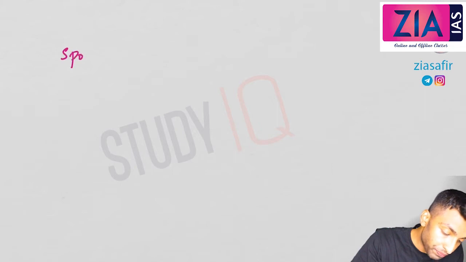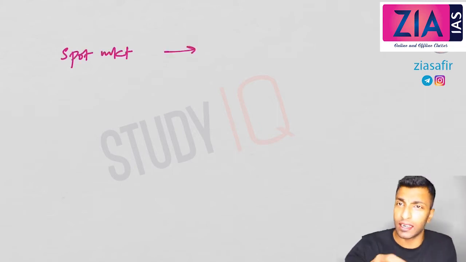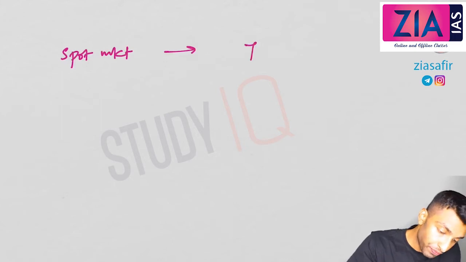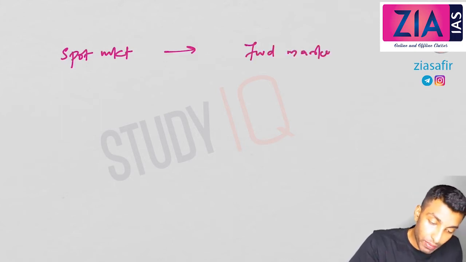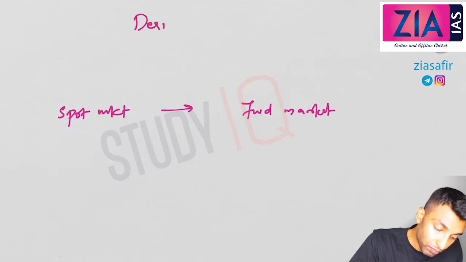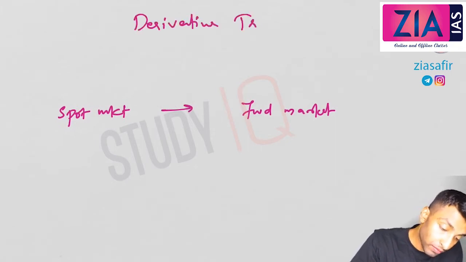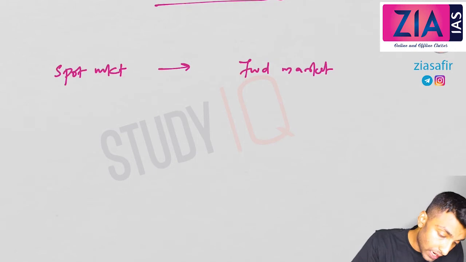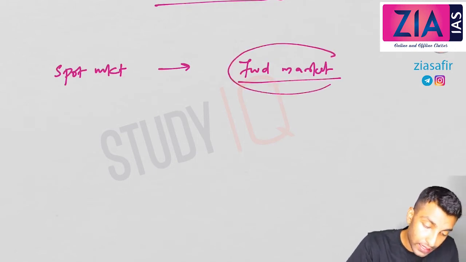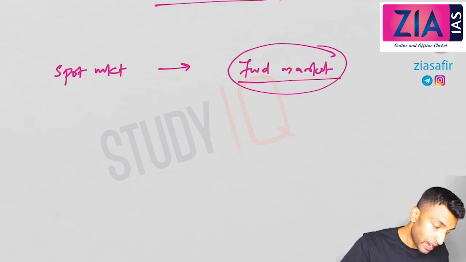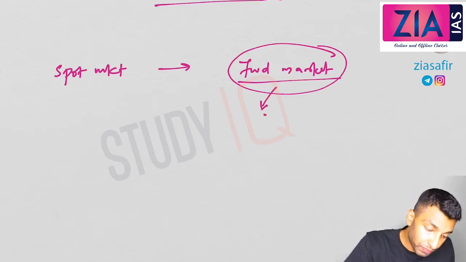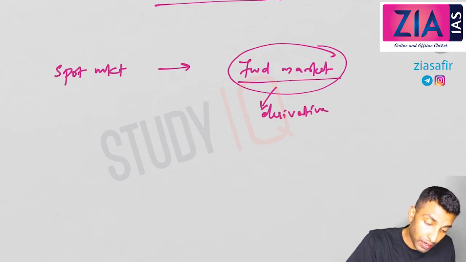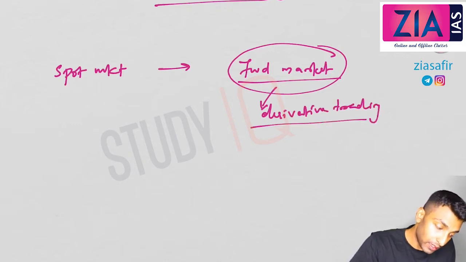So what do you mean by derivative trading? There are two types of market that you know. First of all, there is a spot market, okay, and the transactions happen on the spot here. Then there is a forward market, okay. So basically our topic here is derivative trading, okay. This is there in your syllabus. So we have spot market and forward market. The transactions in the forward market are what we call derivative trading, okay. So the transactions at the forward market are derivative trading.